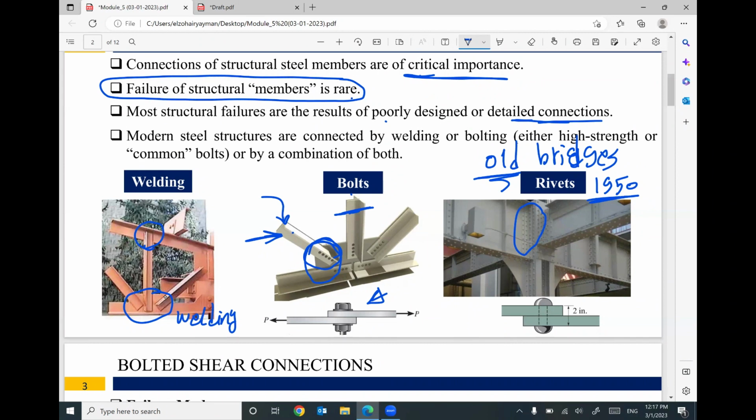Modern steel structures are connected by welding, bolting, either high strength or common bolts, which are called ordinary, or by a combination of both. We have welding and we have bolted. Sometimes we have both of them at the same connection. But rivet is very old fashioned. We are no longer using rivets in our connections. Do you have any questions so far?